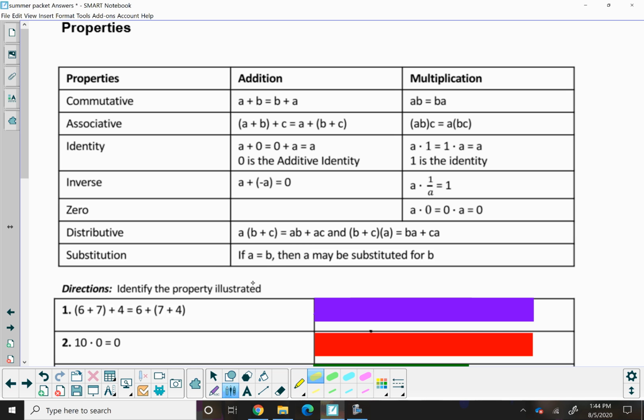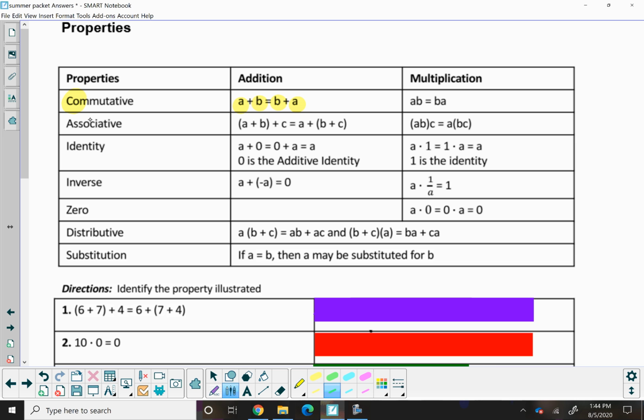Okay, so it's a CO. Remember, CO means change order. So all it does is A and B, and then B and A, and it goes for addition and multiplication. It doesn't work for subtraction or division. Okay, that does not work. Only addition and multiplication.